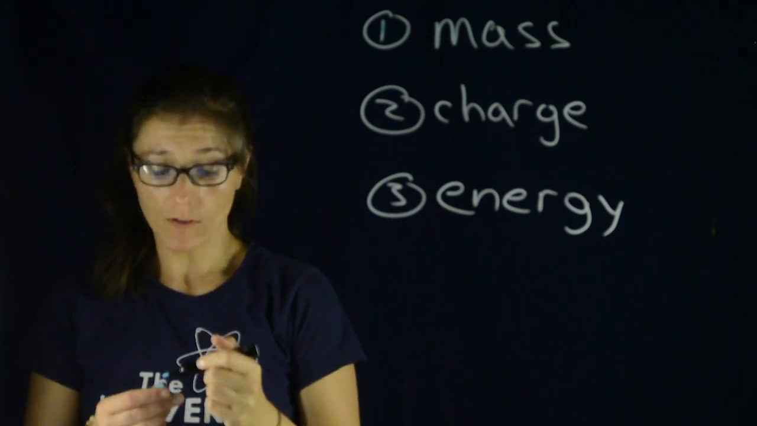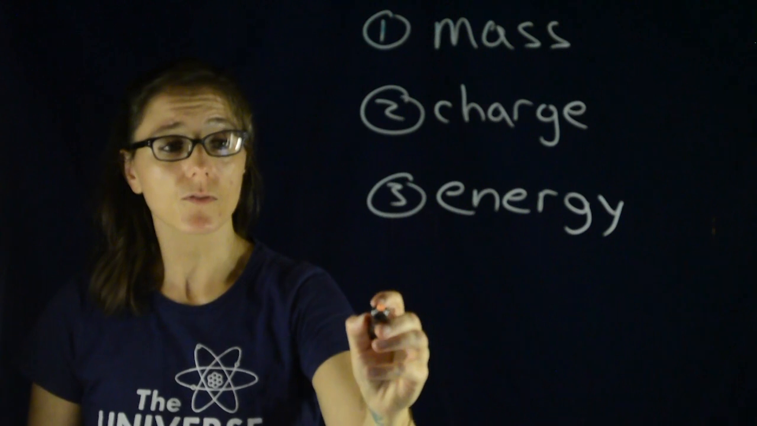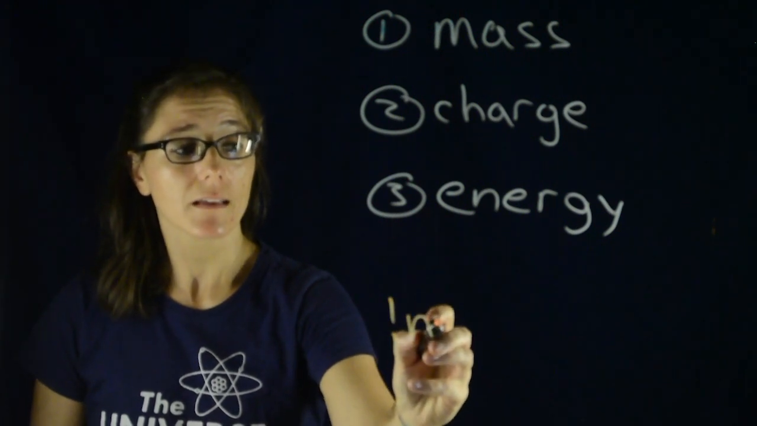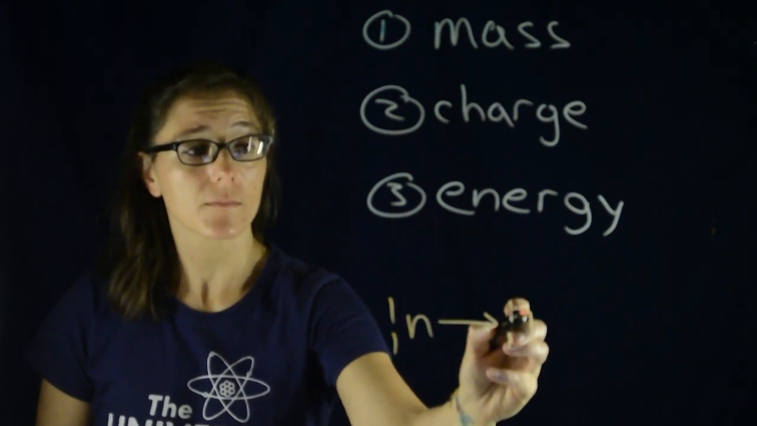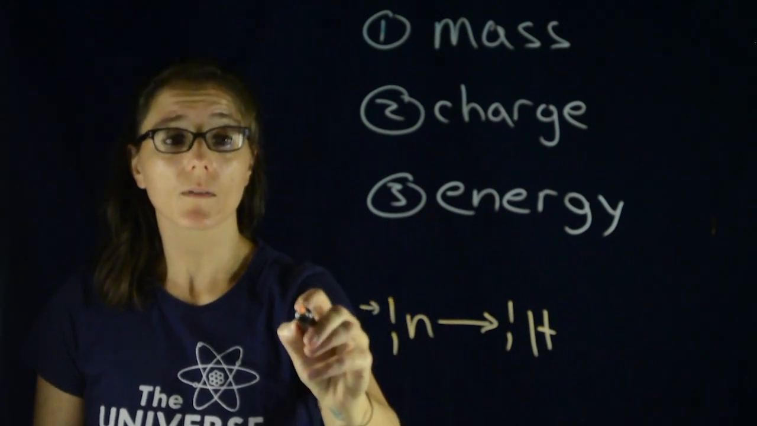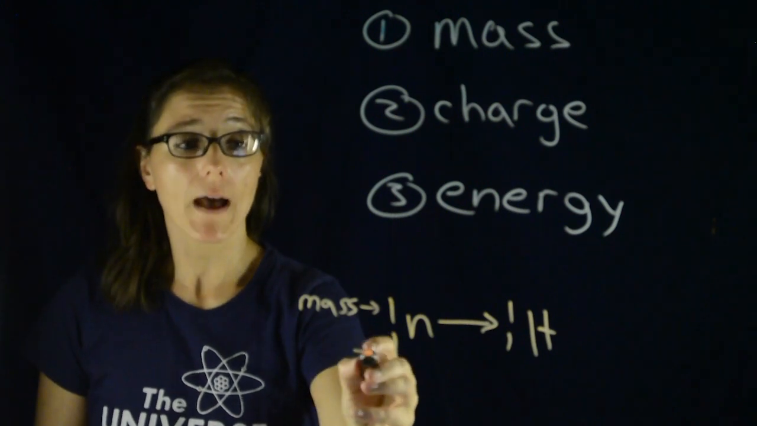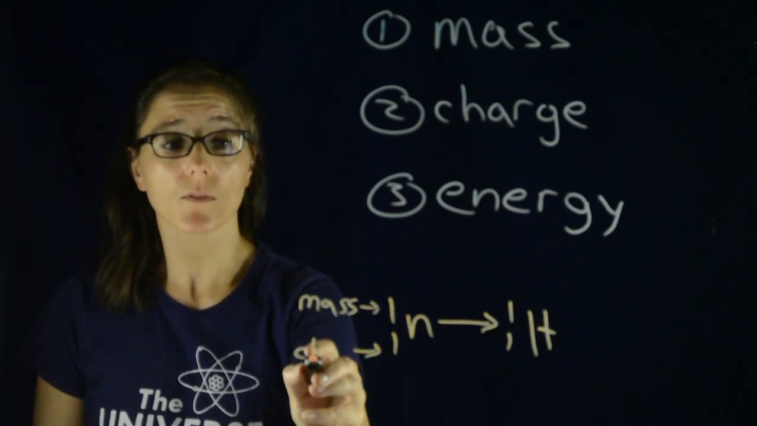So in the nuclear equation that you see at the bottom of this slide, what you're looking at is a neutron decaying into a proton. The top row of numbers is going to be your mass in atomic mass units. The bottom row of numbers is going to be your nuclear charge.